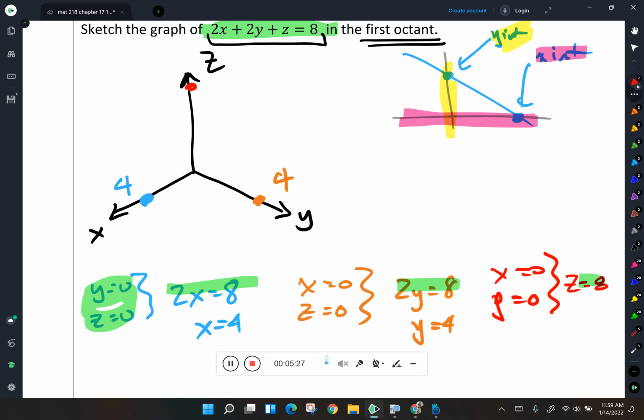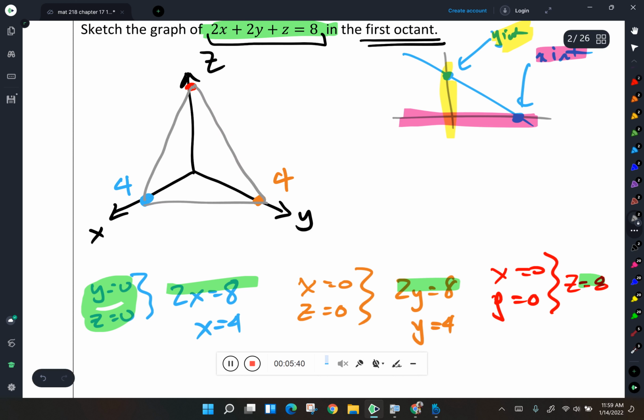And so my three-dimensional piece of the plane that's in the first octant, sorry about that, the landscapers are doing their thing, goes from there to there, there to there, and there to there. And it's this surface on here. It's almost like a triangle when you look at it. And that would be the graph of that plane in the first octant.